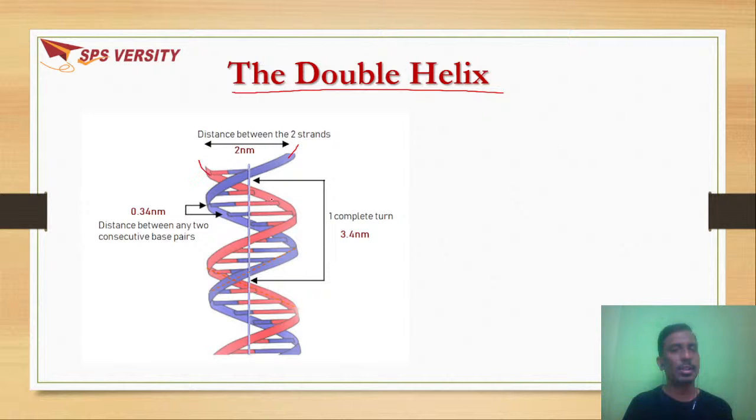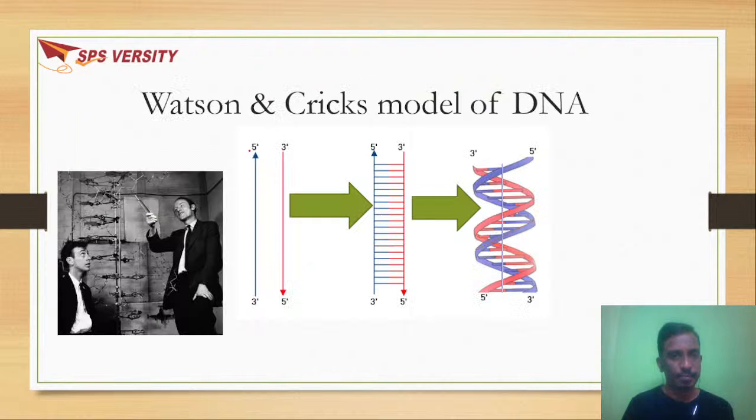If you take the strands, one complete turn is 360 degrees, and its measurement is 3.4 nanometers. The distance between two base pairs is 0.34 nanometers. And the distance between two strands is 2 nanometers. So based on Franklin X-ray diffraction, Watson and Crick proposed the double helix model of DNA.